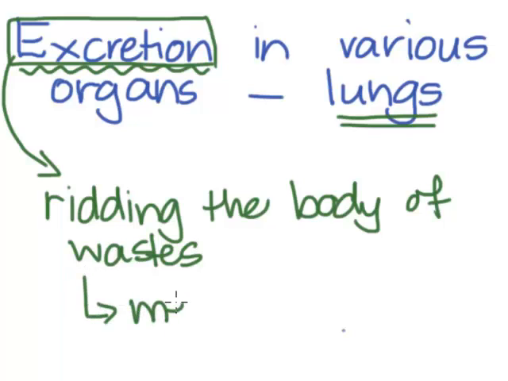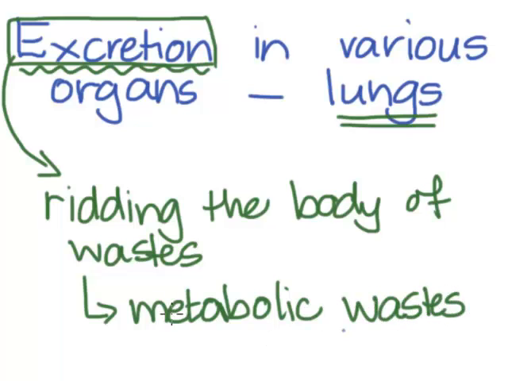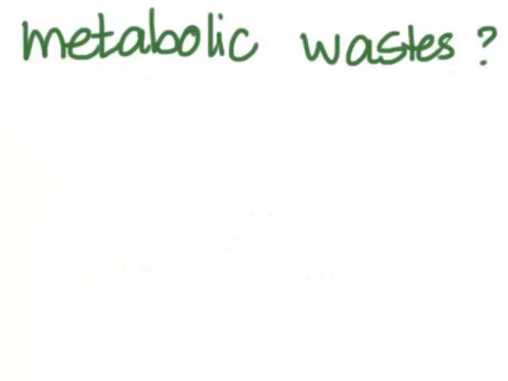Now, where did these wastes come from? These wastes are known as metabolic wastes. We need therefore to understand what we mean by the term metabolism, because they are the wastes that are generated or produced during chemical reactions that we call metabolism. So let's focus a little bit on the kinds of wastes that are produced. We know that our body undergoes many different chemical reactions, but let's focus on some of them that we're familiar with. For example, cellular respiration.